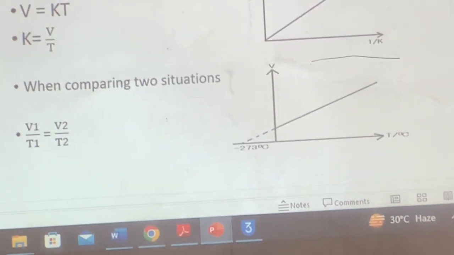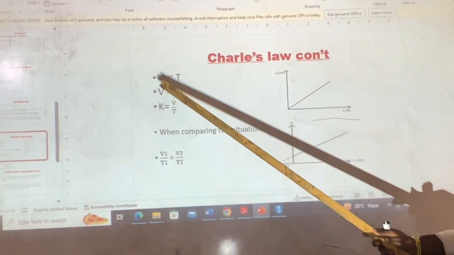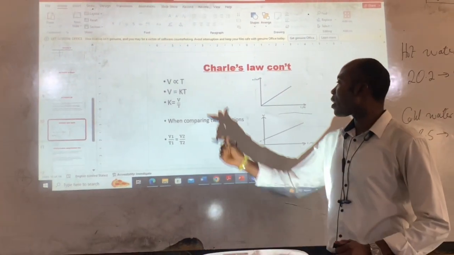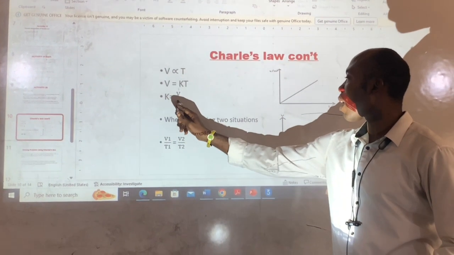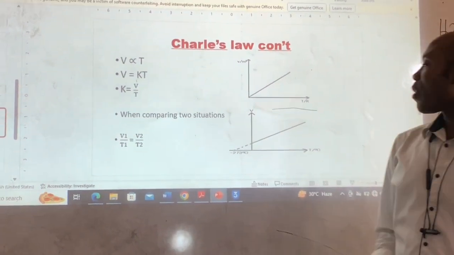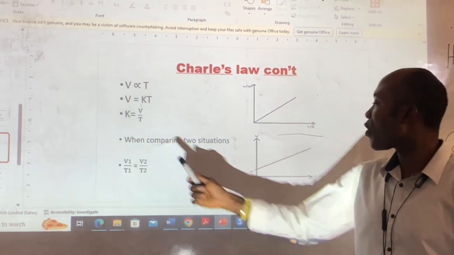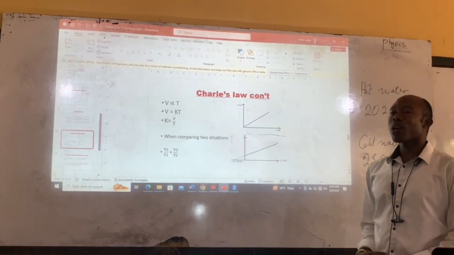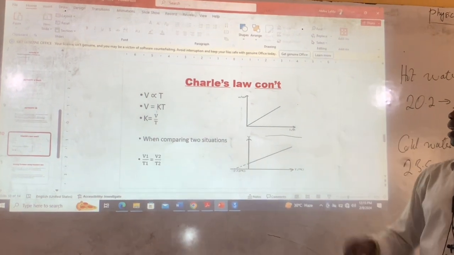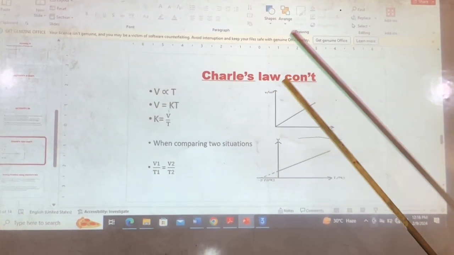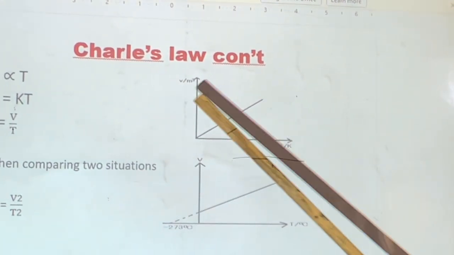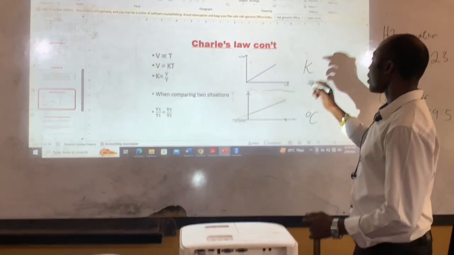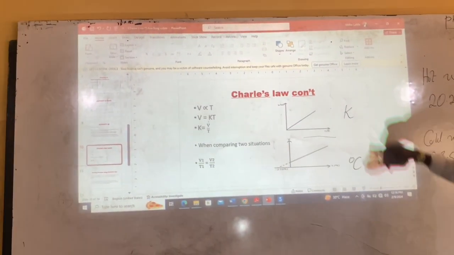Now, let's look at it. V is directly proportional to T. There's a constant of proportionality, K, so you get V over T equals K. If you compare two states together, it will be V1 over T1 equals V2 over T2. If you plot a graph of volume against temperature, we get a straight line graph like this. This is on a Celsius scale, this is on a Kelvin scale, the two thermometers.